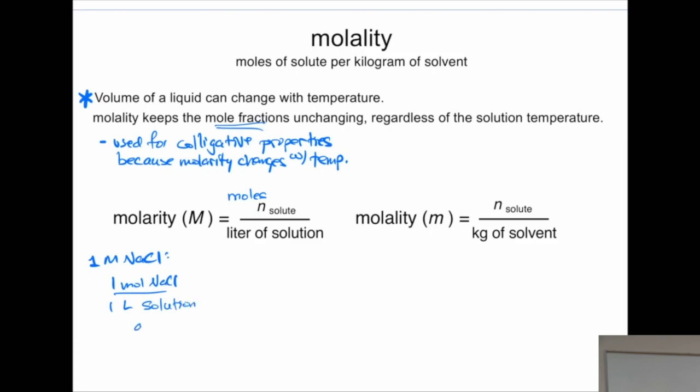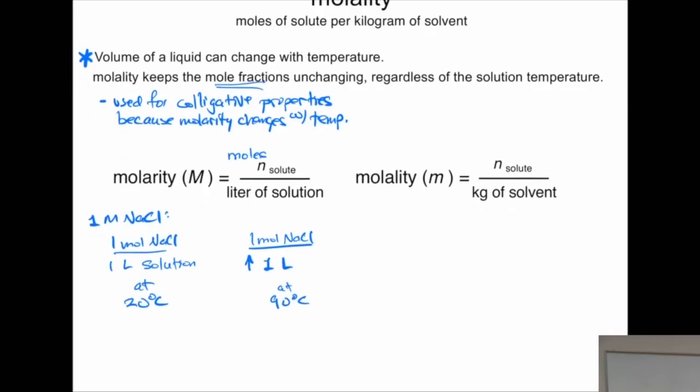And let's say I have this at 20 degrees. Okay? And now I take a look at the same solution. If I have the same solution at 90 degrees, for example, as I just said, the volume increases. So now we're going to have more than 1 liter. Okay? Let's just do it this way so we don't get our greater than and less than signs confused. We're going to have greater than 1 liter at 90 degrees. So overall, is the molarity going to be higher or lower at 90 degrees than it was at 20 degrees? It's going to be higher.